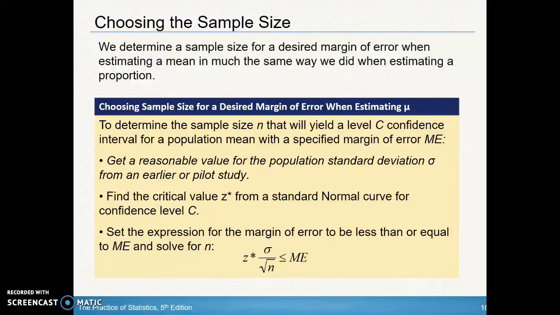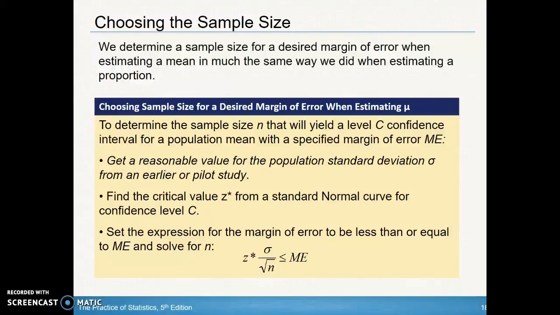So to determine the sample size that will allow us to make a confidence interval with the margin of error that we want, the first thing we do is, and this sounds a little weird, but we get a reasonable value for the population standard deviation from another study. So you go find somebody else that has studied what you are studying, and you just borrow theirs. In the problems that you're given, you'll be given it, okay?